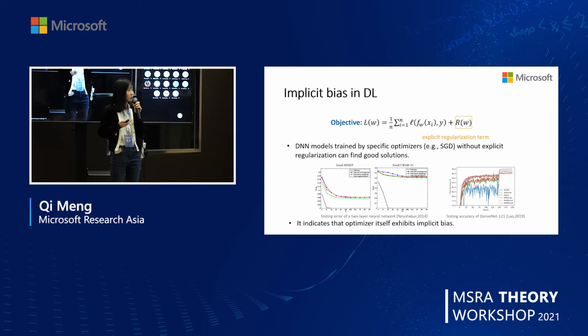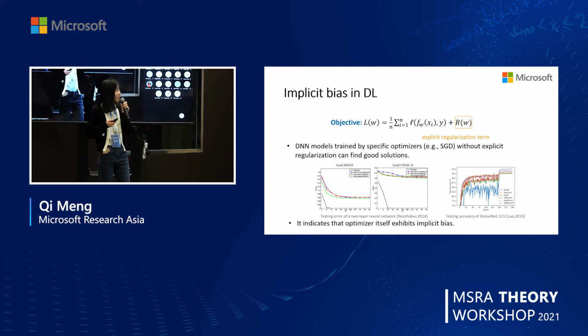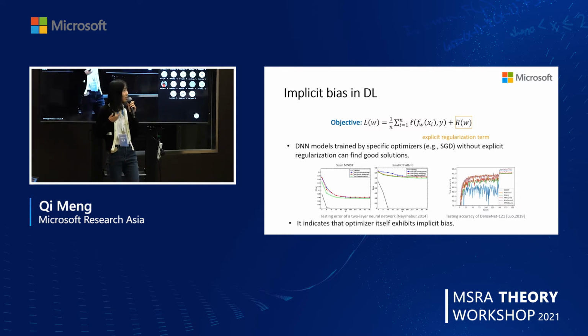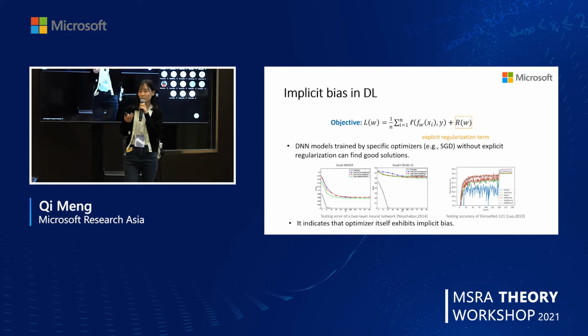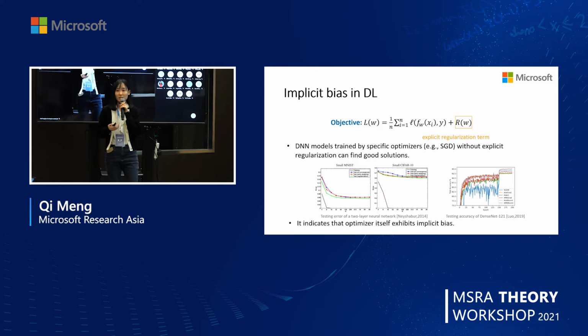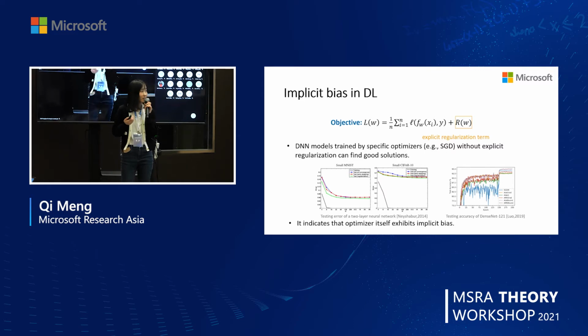Here are some examples to show how optimization and generalization interact with each other. The left two figures show that deep neural networks trained by specific optimizers such as stochastic gradient descent, even without explicit regularization, can find good solutions. Without the explicit regularization term, they can also find a well-generalized model. The right figure shows that different optimizers, such as stochastic gradient descent or AdaGrad, will converge to different solutions, and they perform differently on the test data set. This indicates that the optimizer itself shows implicit bias when optimizing deep neural networks.